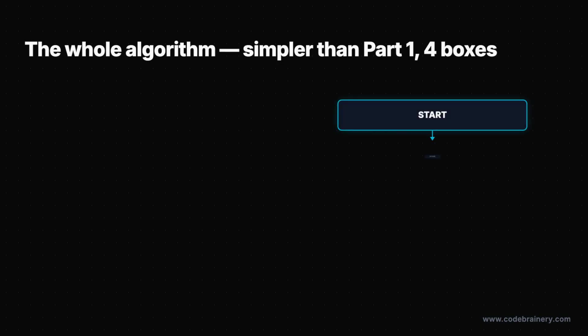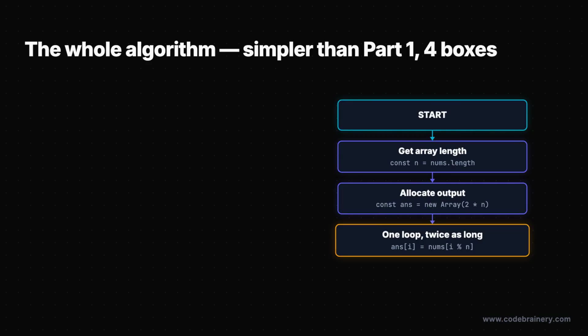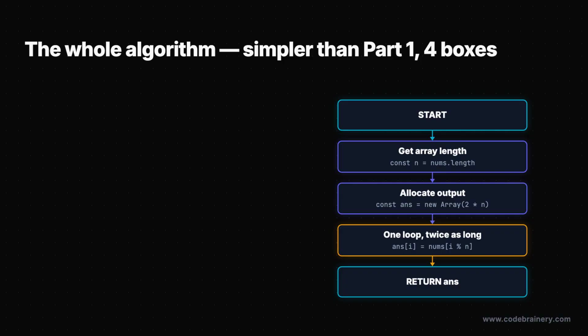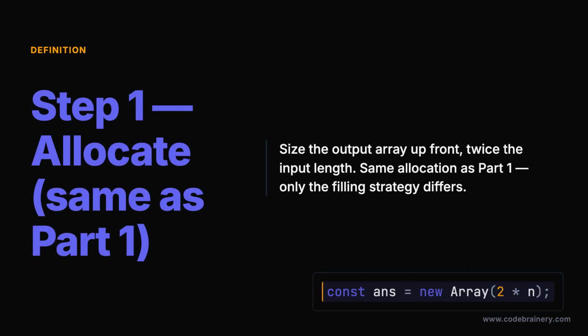The whole algorithm, 4 boxes this time, not 5. Get the input length. Allocate the output. Run one loop, twice as long. Inside the loop, write to the current position. Read from the position modulo the input length. Return. Quick check. With an input of length 4, what's 7 modulo 4? 3. What's 6 modulo 4? 2. What's 4 modulo 4? 0. The remainder wraps.